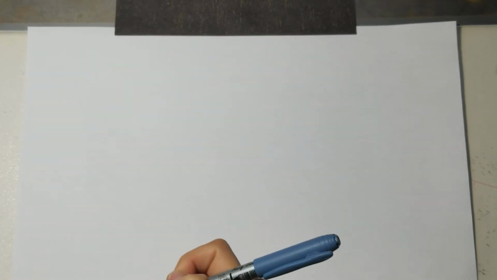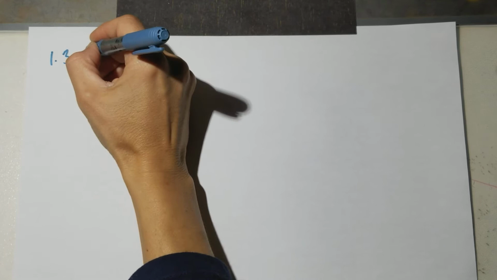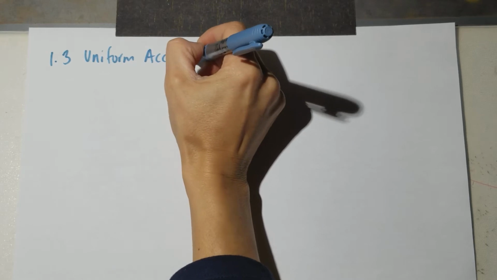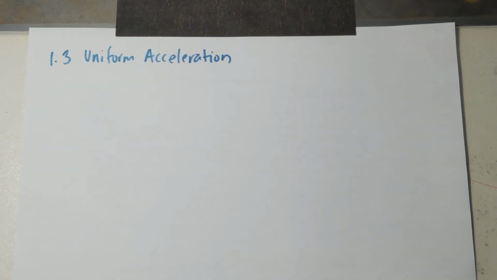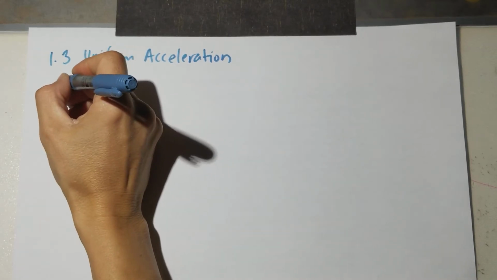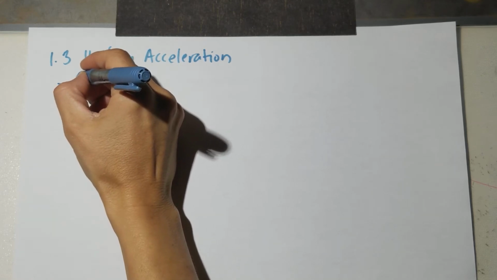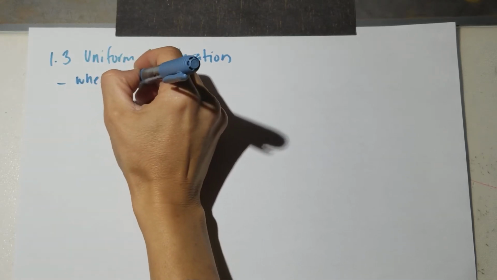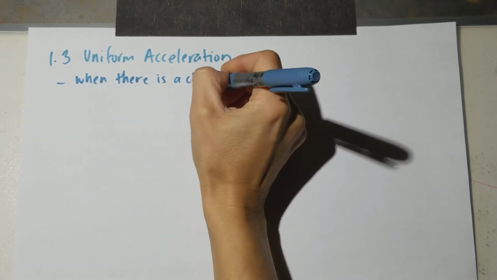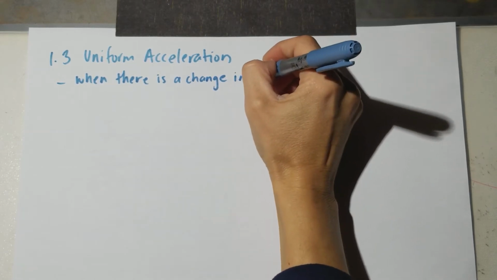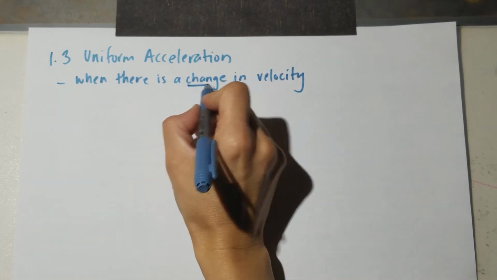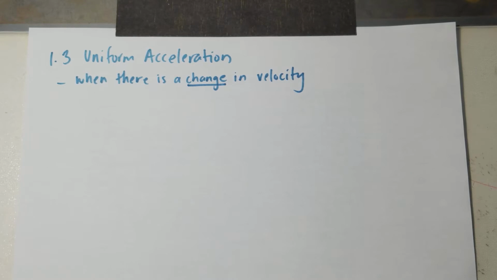All right, so Friday's lesson was on uniform acceleration. Acceleration has to do with when there is a change in velocity. So acceleration occurs when there is a change in velocity. Okay. Keyword: change. And this all occurs with respect to time.